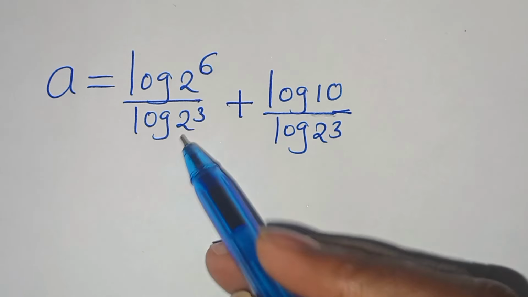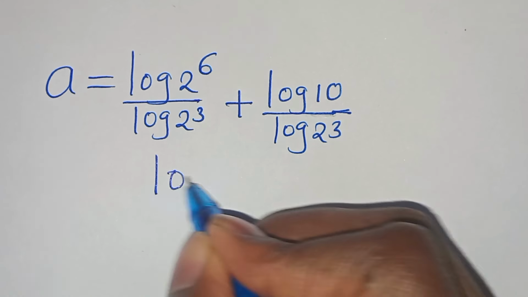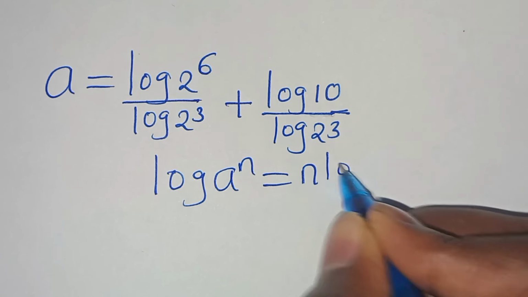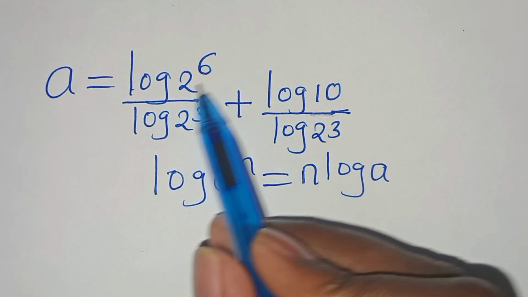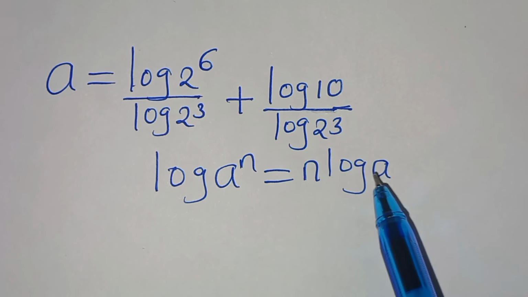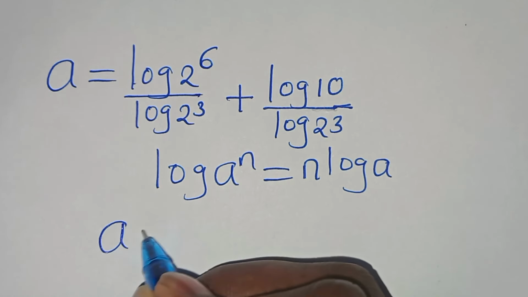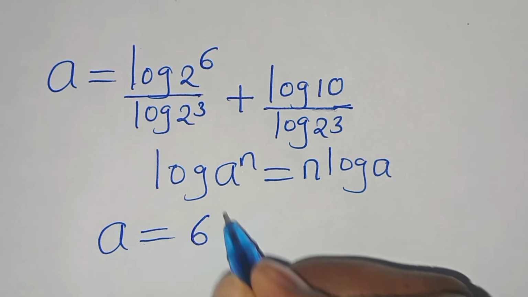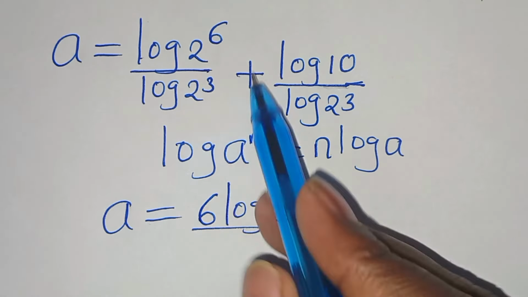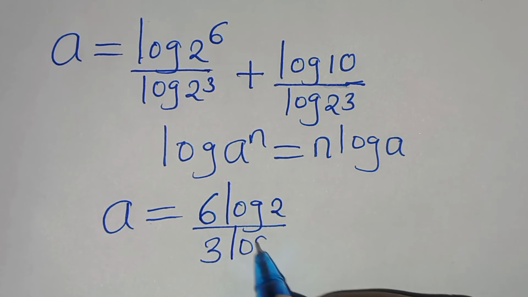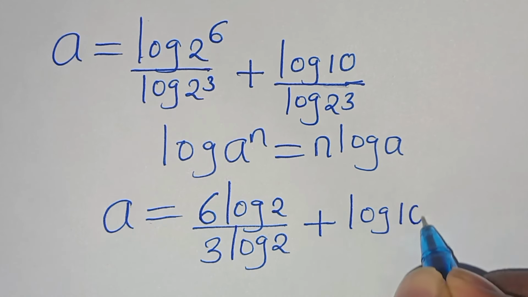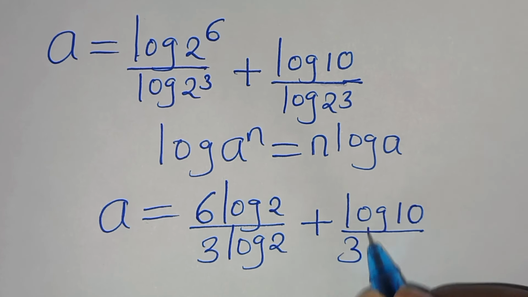Now the next step from here, we can apply the power rule property, that is log a to the power of n, which we can express as n log a. So we find that log 2 to the power of 6 is in this form, so we can transform it. So that now we have a is equal to 6 log 2 divided by, now log 2 to the power of 3 becomes 3 log 2, then plus, here we have log 10 divided by 3 log 2.